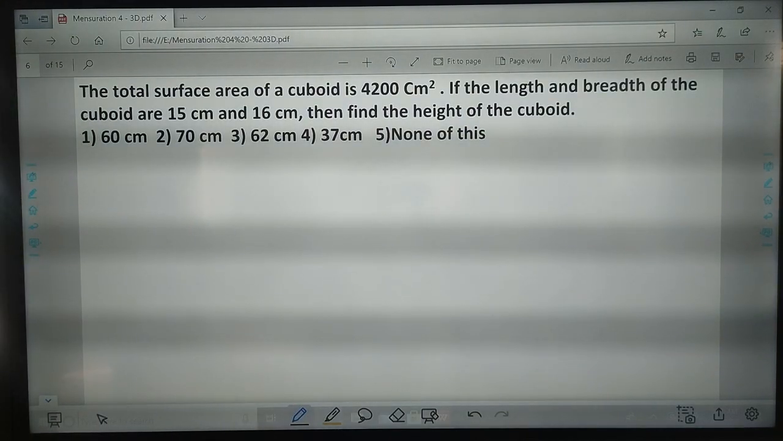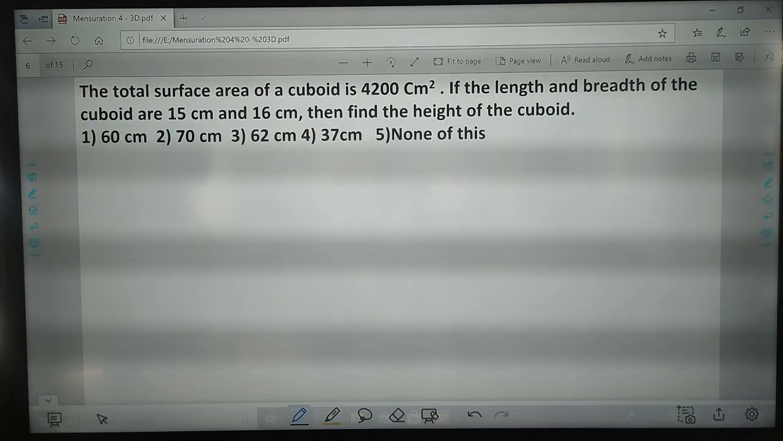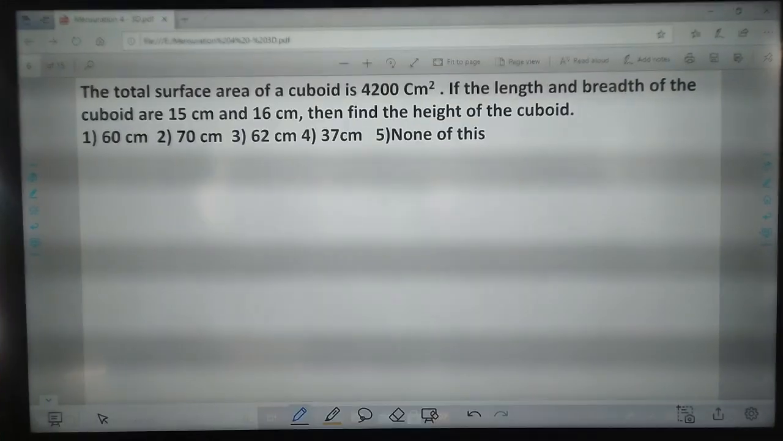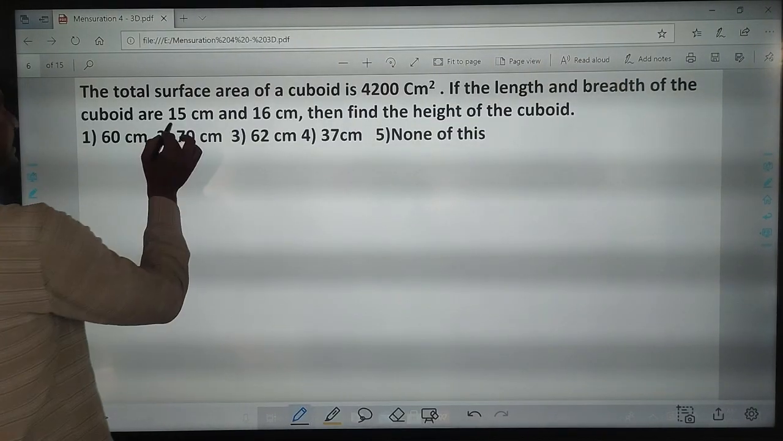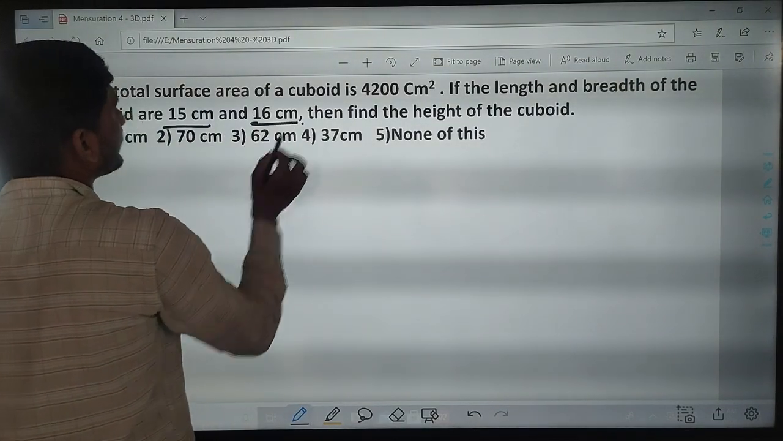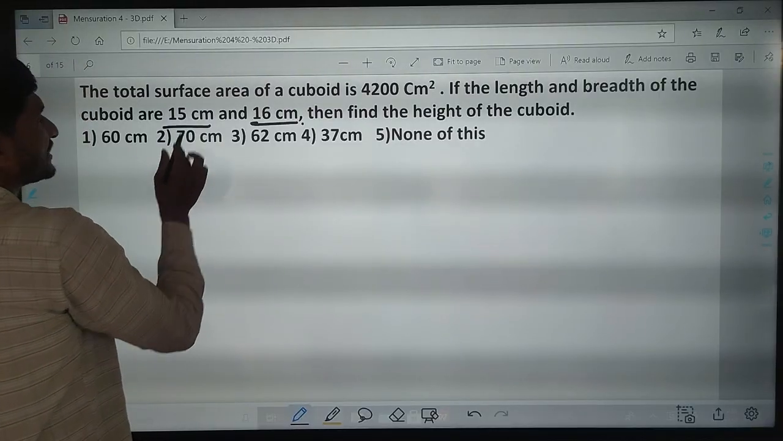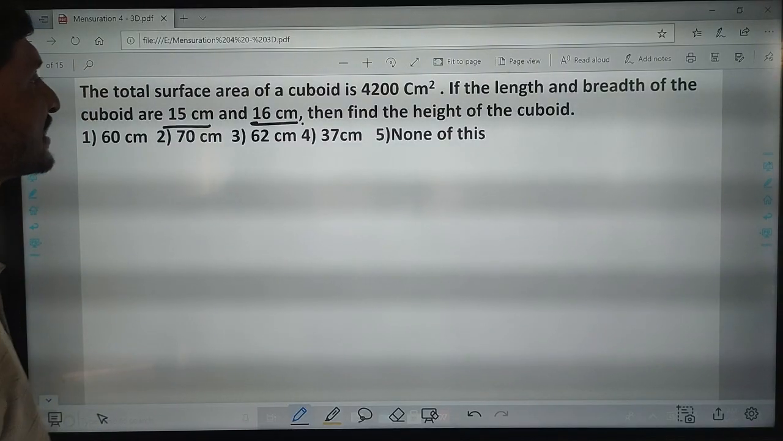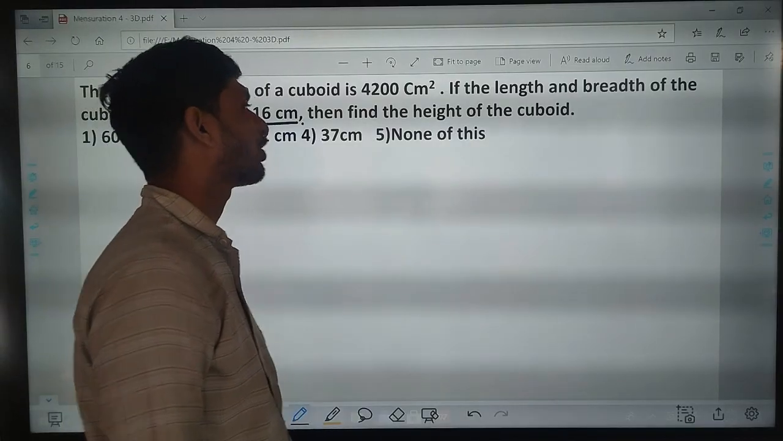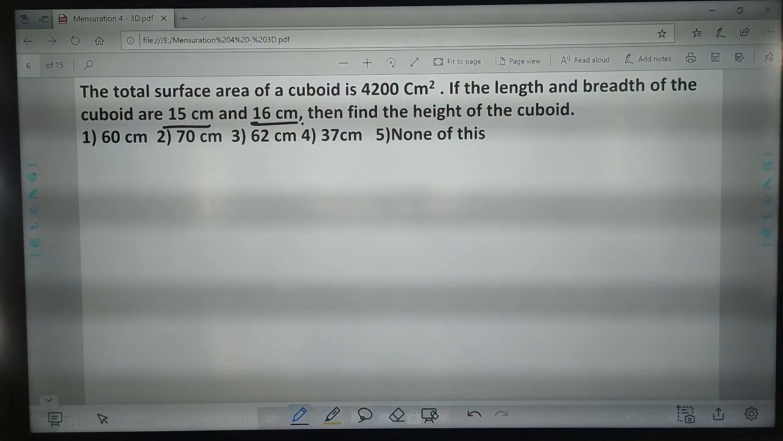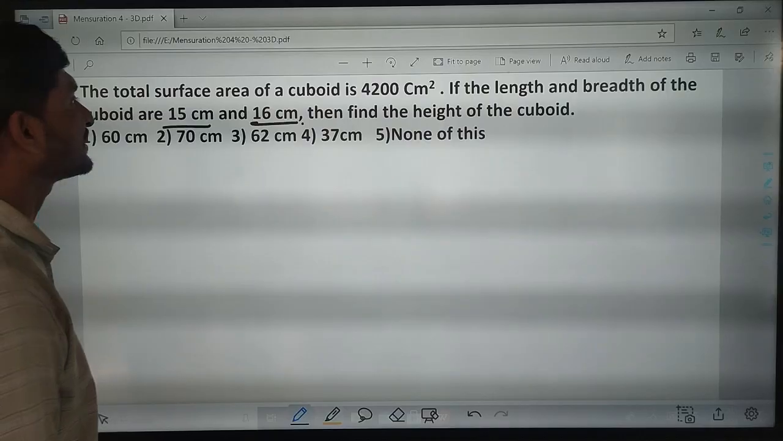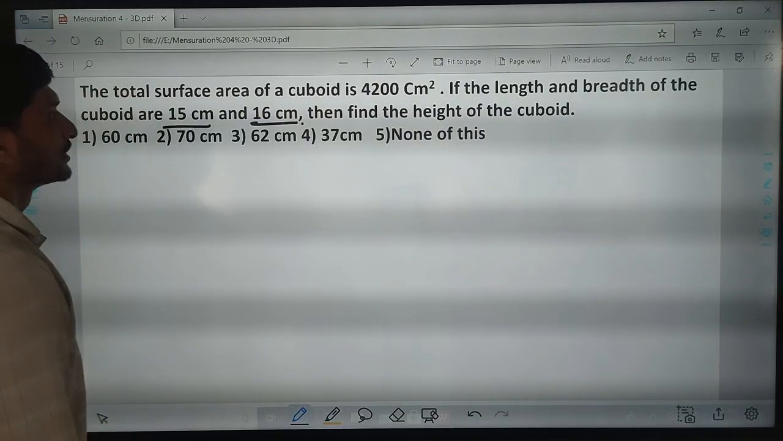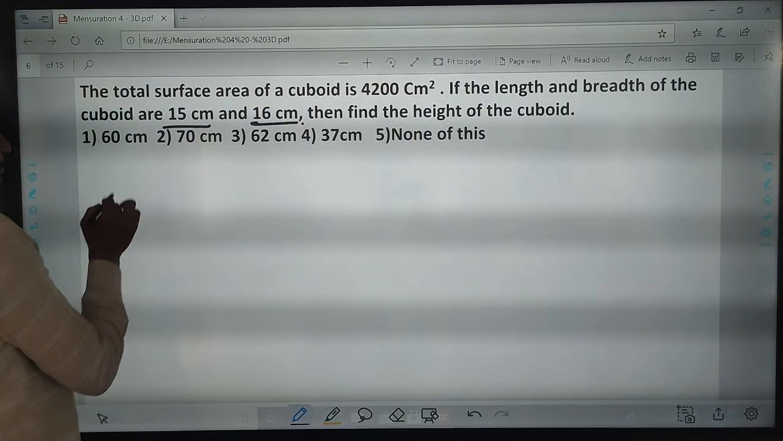the total surface area of a cuboid is 4200 centimeter square. If the length and breadth of the cuboid are 15 centimeter and 16 centimeter, here length is 15 centimeter and breadth is 16 centimeter, then find the height of the cuboid. Then the total surface area of the cuboid is given.